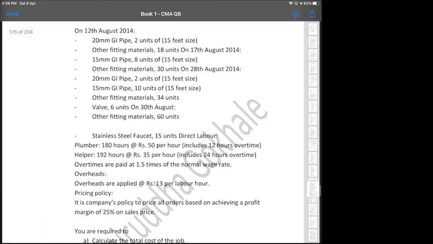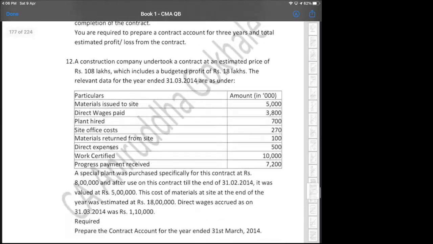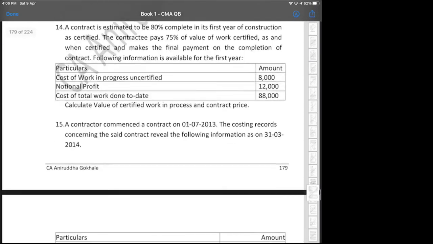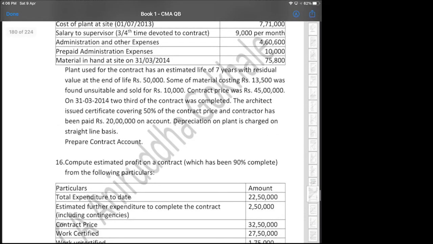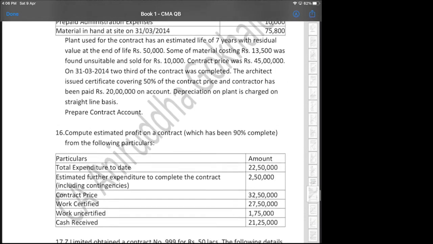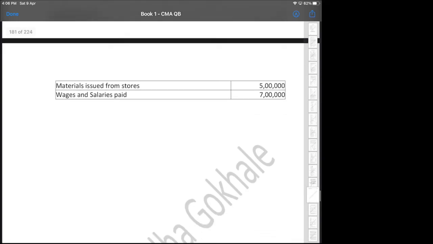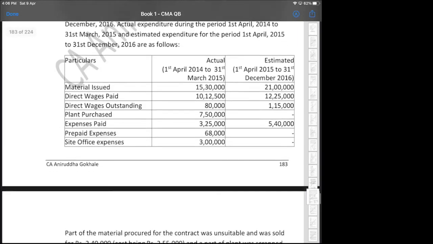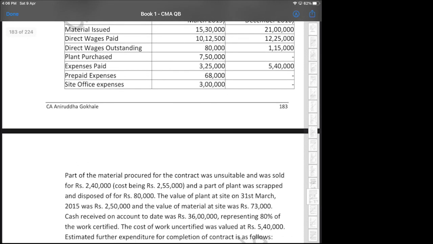And if you have understood this, even if you just go through the questions, every question is same. You just have to prepare contract account, nothing else. And in fact, questions are very simple. They are not as complicated as this example, because in question they already give you everything. You just have to write it in the contract account. That's it. Okay, so very easy. Fine. So let's stop for today. We'll meet tomorrow. Compulsorily do the homework.